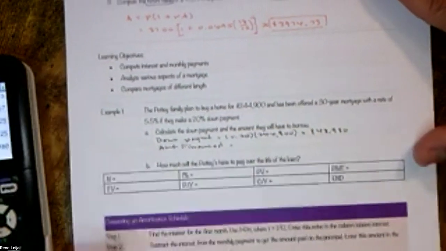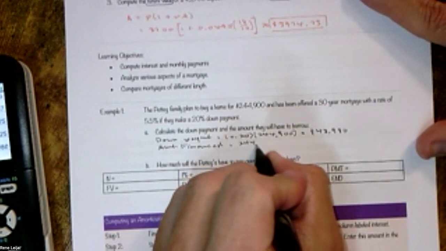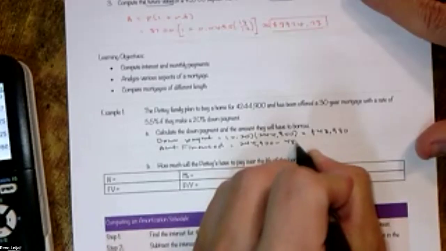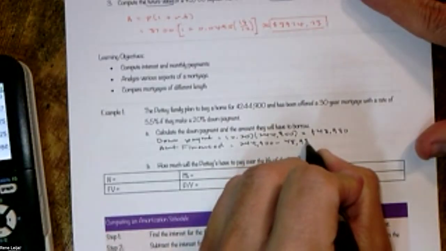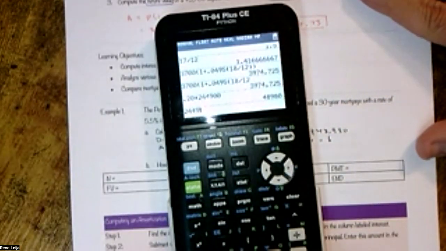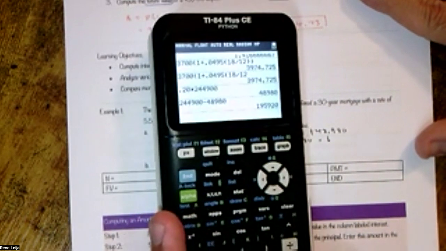Okay, so we're going to take the 244,900 and we're going to subtract the 48,980 from it. So 244,900 minus 48,980. And so they are going to finance.